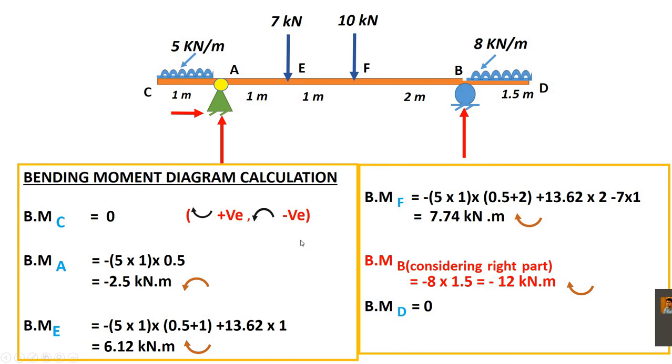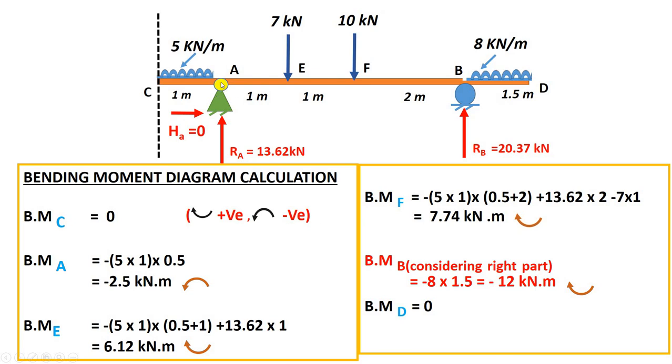Now let us draw the bending moment diagram, but before that let us determine the bending values. What about the bending moment at C? If you consider the left part of the section, we don't have anything, and as well as C is a free support, so free support doesn't take any moment, so bending moment at C is 0. Here our assumed sign convention is clockwise positive and anti-clockwise negative.